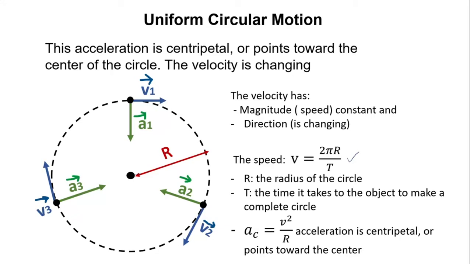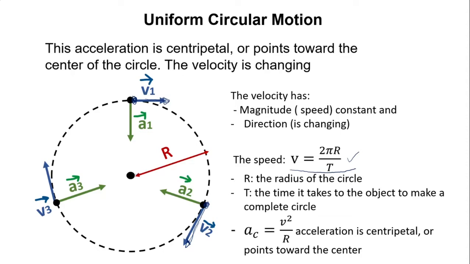So when the object is making circular uniform motion, we said the velocity is changing. The velocity is the magnitude and direction. The magnitude is the speed, and the direction is the direction of velocity. Let's say the object is at this point, its velocity is tangent to the circle and is in that direction. If the object is going down, velocity will be in that direction. But remember, the speed is constant. It will be given by 2 pi r over t.